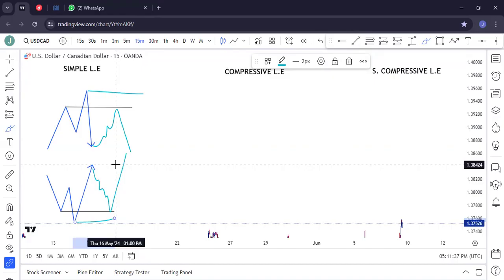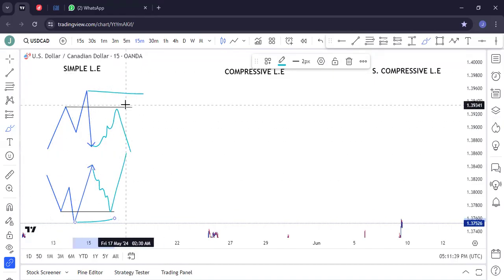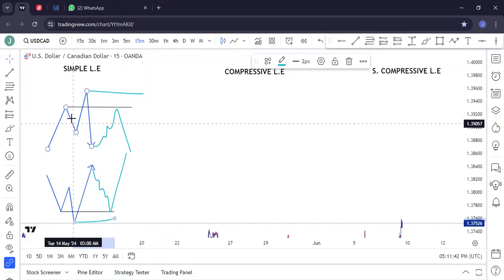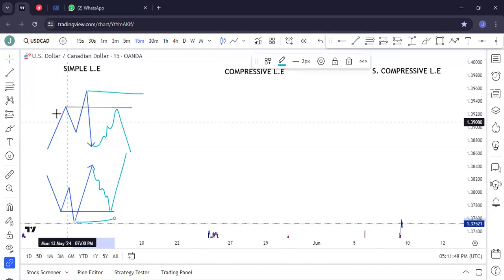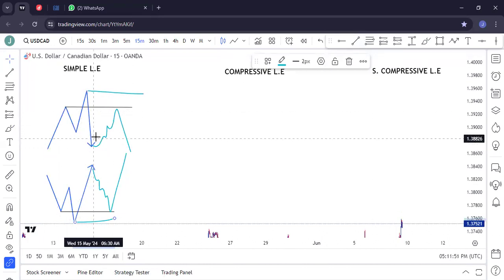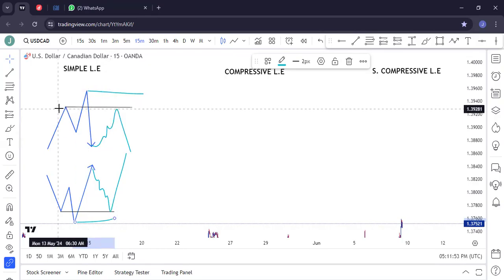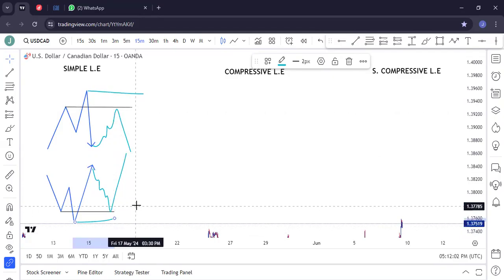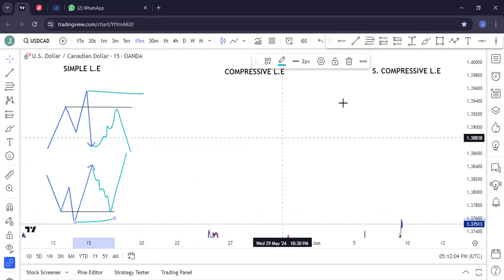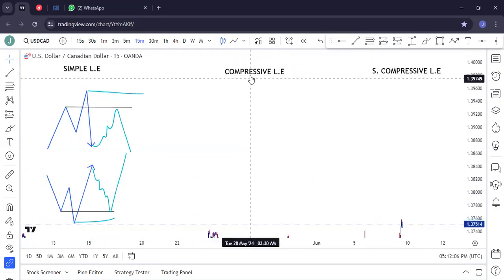Yes, sir. So this is the simple liquidity engineering, where the market just breaks and changes character. When you see this action in the market, you just wait for the market to come to this break of structure where the market breaks. Then you take the entry there, and you take your positions there. So what happened in the compressive liquidity engineering?